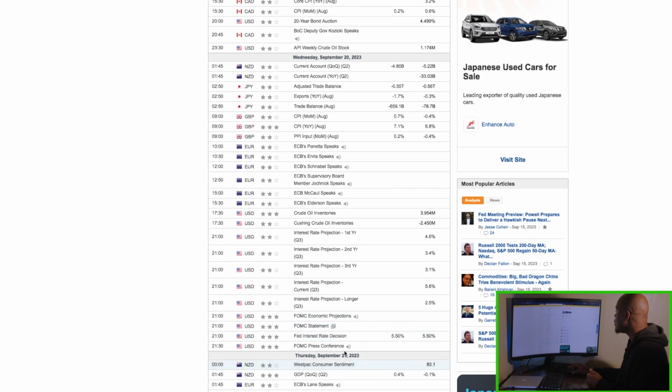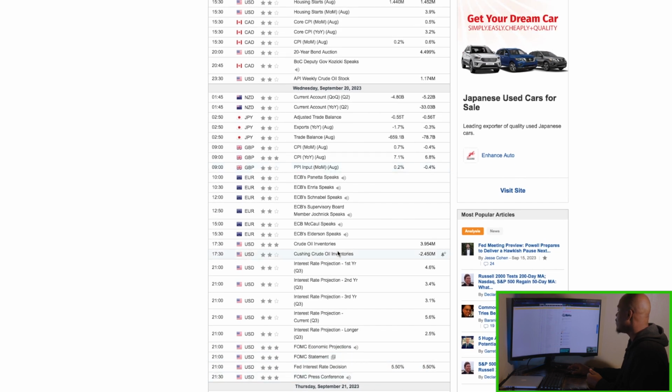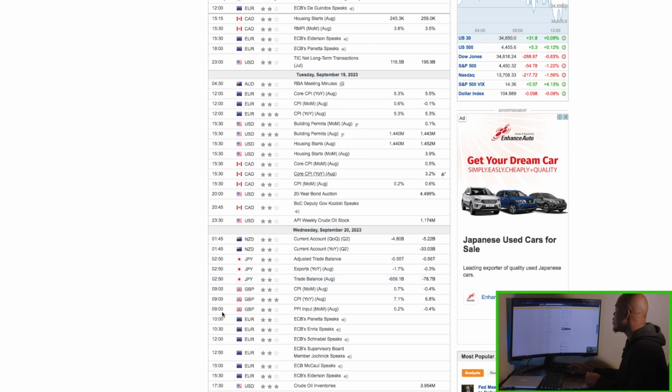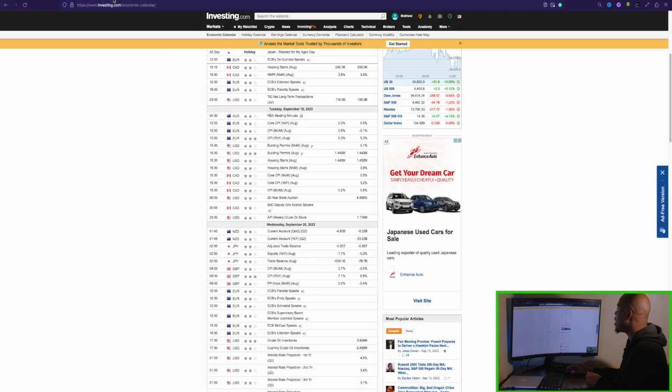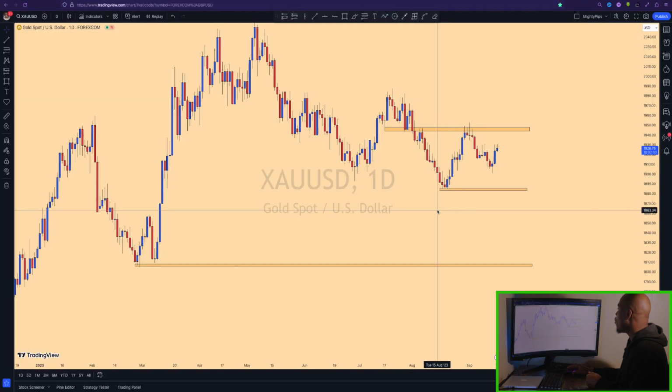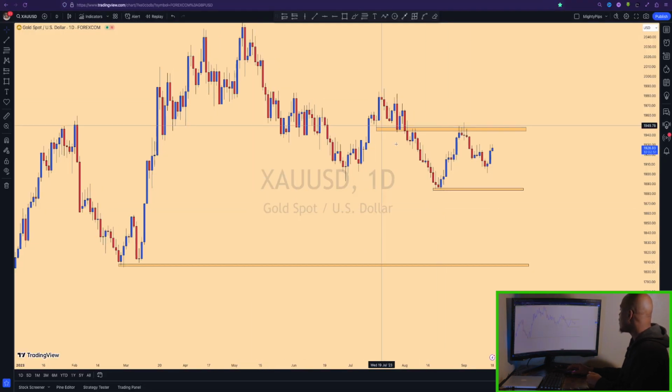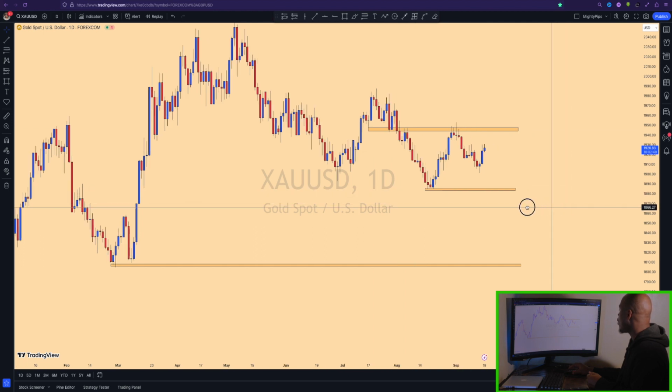So Wednesday is going to be a very, very volatile day for gold, especially around this time when the Fed interest rate decision is made, and also the FOMC conference and statement. So you should be very ready for this to happen, to affect gold on Wednesday. So these are the levels that I see gold going to.